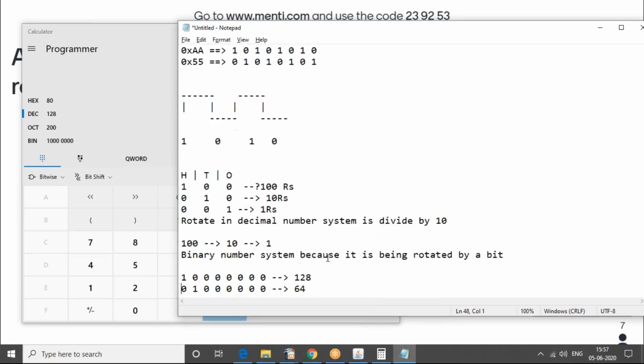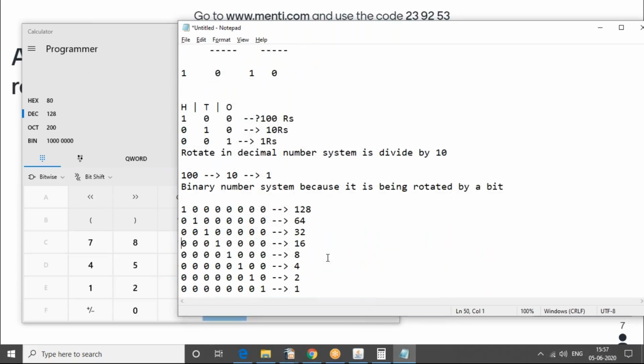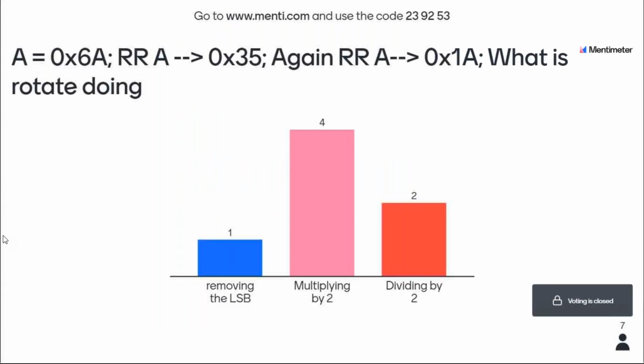Okay, I just did a number system equivalent to convert every number back to decimal, and of course this answer, removing the LSB, is actually right. It's not dreadfully wrong. Multiplying by 2 is mostly wrong because when you rotate it through the right, you are dividing by 10.